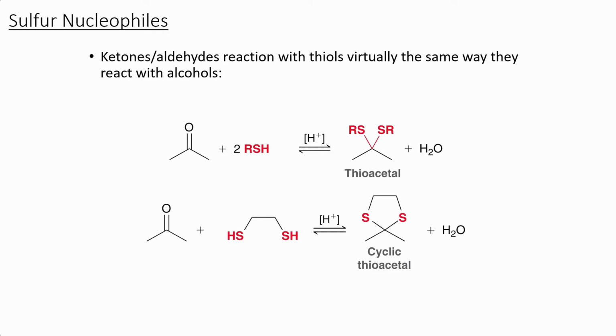Sulfur is very similar to oxygen when it comes to its nucleophilicity and its reaction with ketones and aldehydes. So we can create a thioacetal from the sulfur analogs and a cyclic thioacetal using the same mechanism that we used for acetal and the cyclic acetal formation with oxygen.